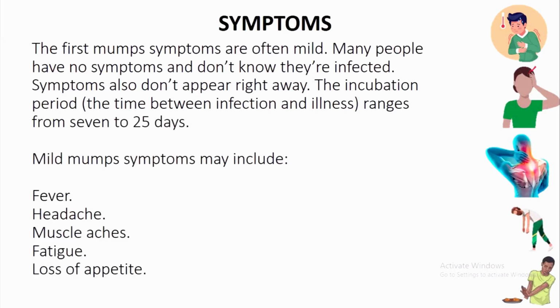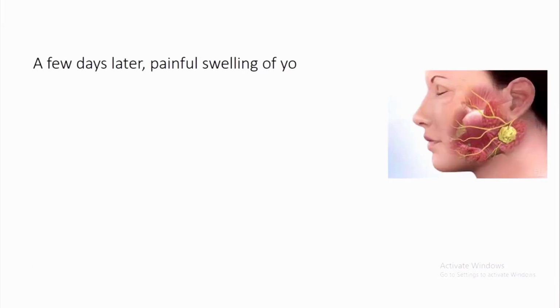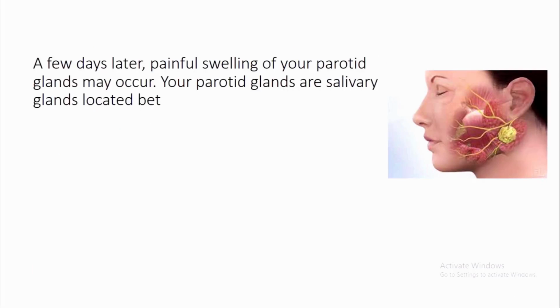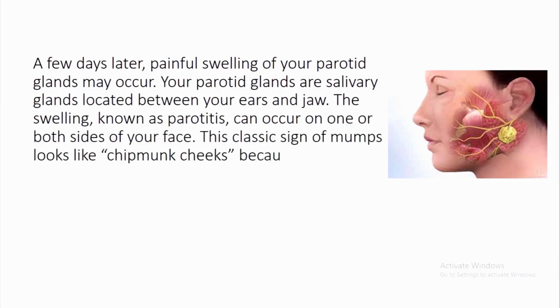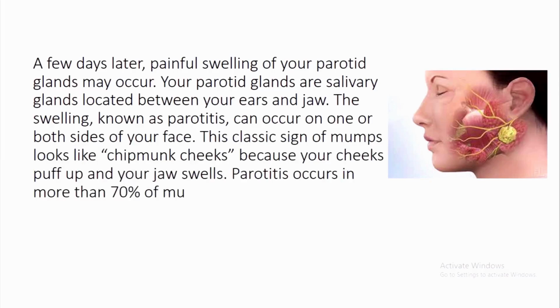Mild mumps symptoms may include fever, headache, muscle aches, fatigue, loss of appetite. A few days later, painful swelling of your parotid glands may occur. Your parotid glands are salivary glands located between your ears and jaw. The swelling, known as parotitis, can occur on one or both sides of your face. This classic sign of mumps looks like chipmunk cheeks because your cheeks puff up and your jaw swells. Parotitis occurs in more than 70% of mumps cases.